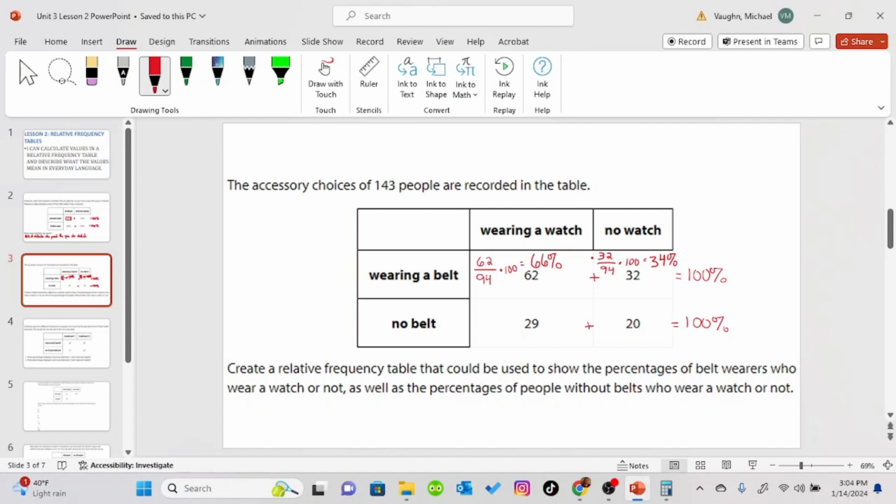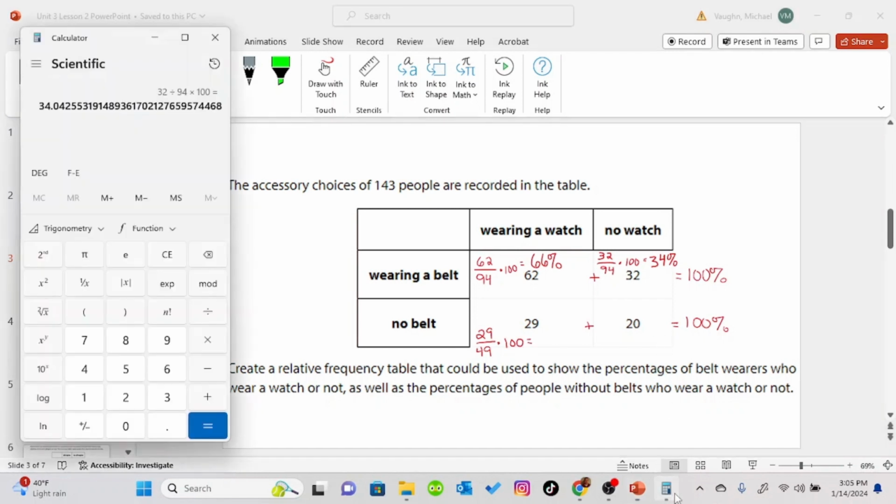Now we go to the bottom row and we want to know about those who do not wear belts. So we take this 29. 29 plus 20 is 49. So that's what we're going to divide by. Multiply that by 100 and we will get our percentage. So this rounds to 59%.